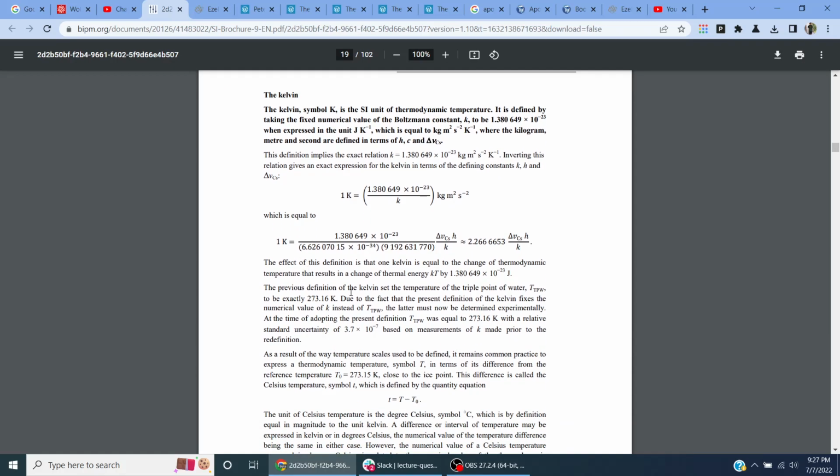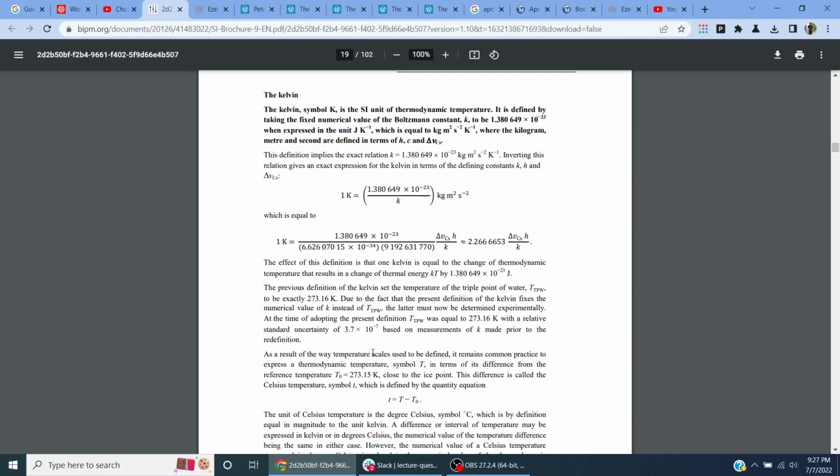The previous definition of the kelvin set the temperature of the triple point of water, T sub TPW, to be exactly 273.16 kelvin. Due to the fact that the present definition of the kelvin fixes the numerical value of k instead of T sub TPW, the latter must now be determined experimentally. At the time of adopting the present definition, T sub TPW is equal to 273.16 kelvin, with a relative standard uncertainty of 3.17 times 10 to the minus 7 based on measurements of k made prior to the redefinition.